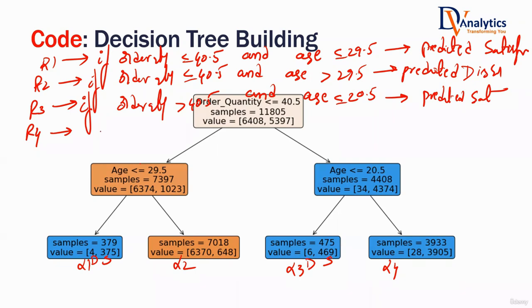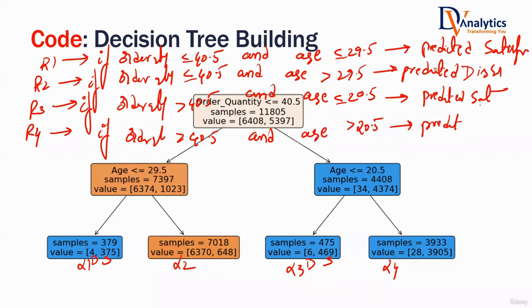The last rule: if order quantity is greater than 40.5 and age is greater than 20.5, then the predicted value is Satisfied. Sorry, this is D, this is S. In fact, can we combine these two rules and say that if order quantity is more than 40.5, no matter what the age is, they will be satisfied?